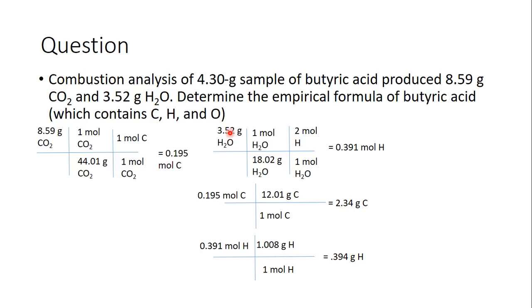Now we should figure out how much oxygen we have in this sample, because all we have to do is take this 4.30 minus the amount of carbon and the amount of hydrogen added together, which is 2.73, and we have our weight is 1.57 grams of oxygen. Okay, dimensional analysis. 1.57 grams of oxygen. For every 16 grams of oxygen, we have 1 mole of oxygen. Therefore, we have 0.0981 moles of oxygen.